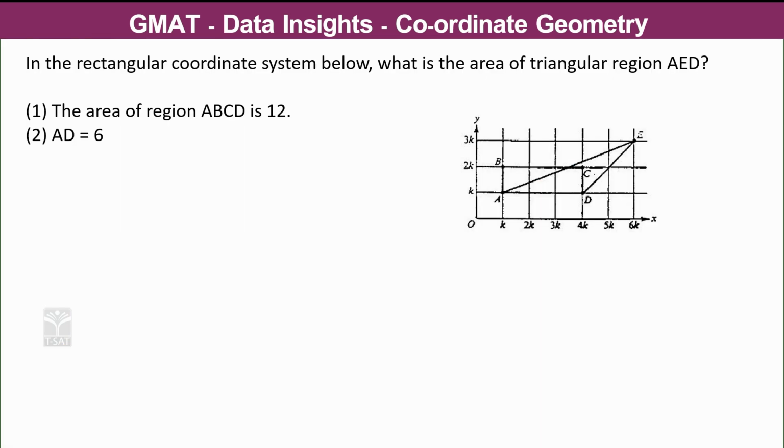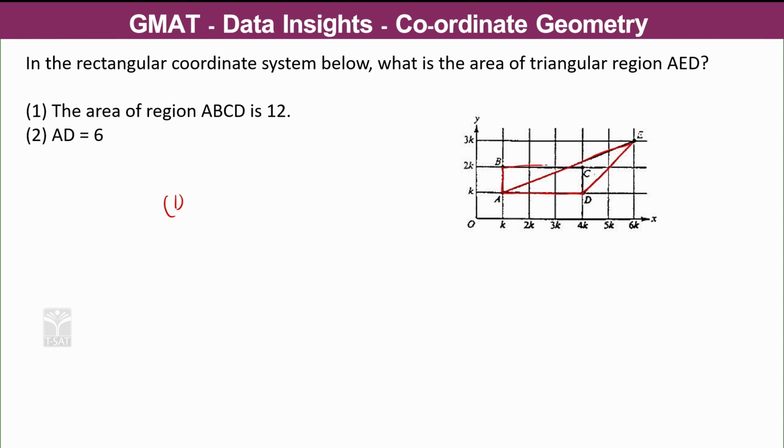Let us look at the next question now. In the regular coordinate system below, what is the area of the triangular region AED? Okay, they are asking us the area of this region AED. It is a triangle AED. Okay. So, statement 1 tells us the area of ABCD is 12.